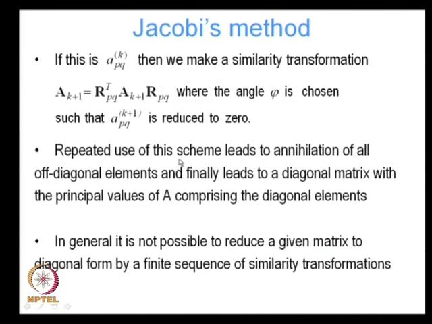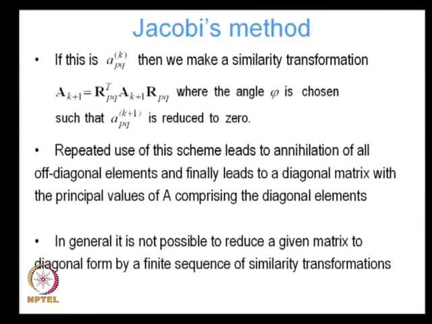So, repeated use of this scheme leads to annihilation of all off diagonal elements, and finally, we get a diagonal matrix with the principal values of A comprising the diagonal elements, and since the diagonal elements have to be the eigenvalues, those are the eigenvalues of A, right, because I know that my similarity transformations leave my eigenvalues unchanged, right. Sometimes it is not generally true that by doing a finite sequence of similarity transformations we are going to get a diagonal matrix.